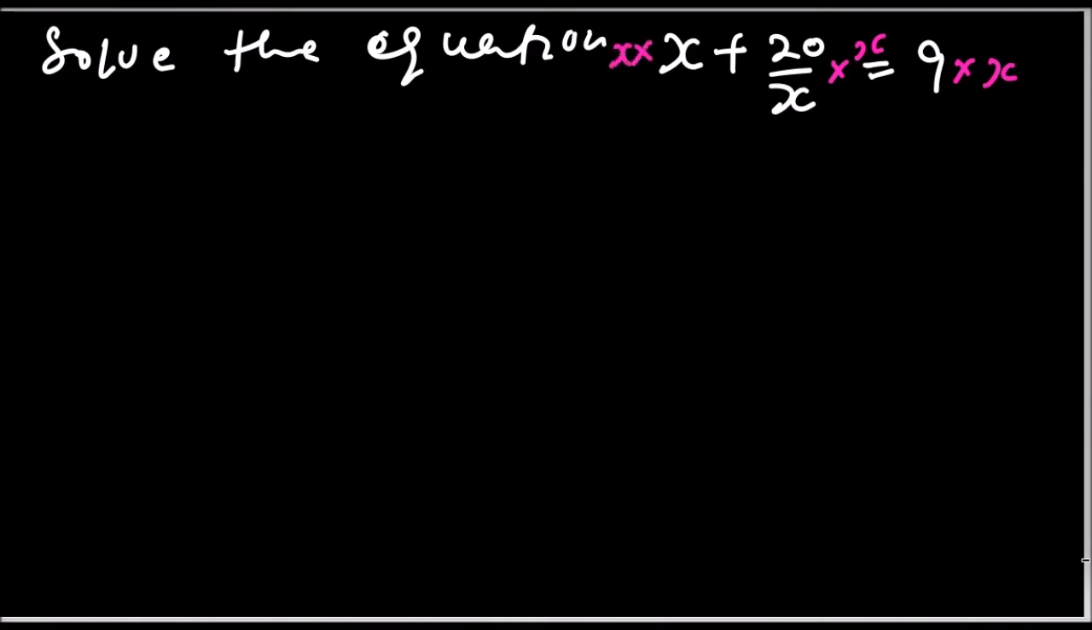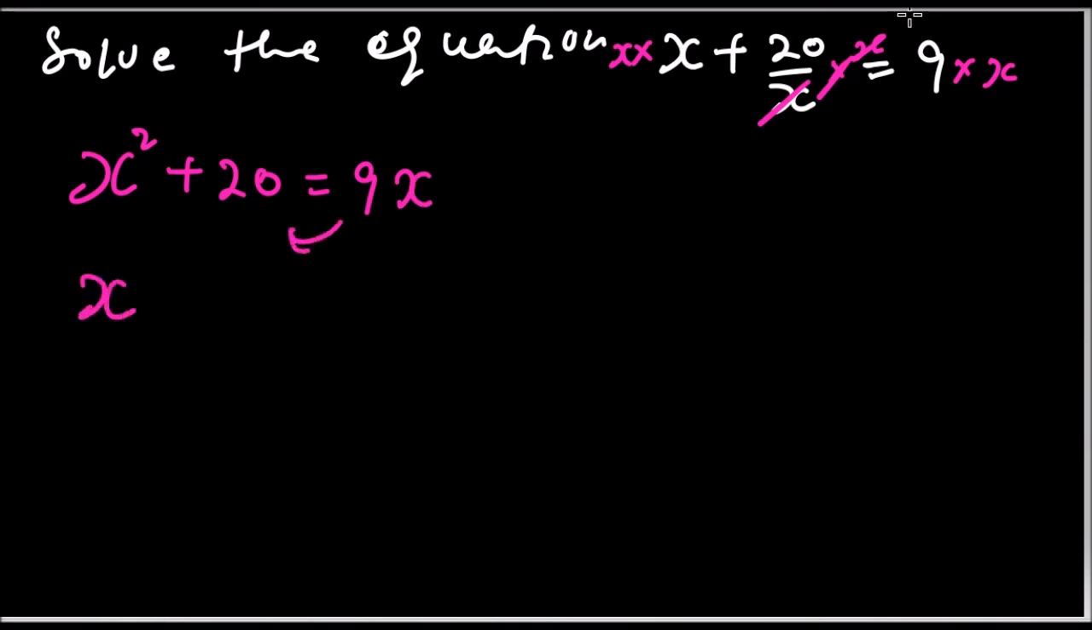Once you do that, x multiplied by x will be x squared. This x here will cancel with that. So we have plus 20. Then 9 multiplied by x will give us 9x. We bring 9x to this side. Then we have x squared minus 9x plus 20 is equal to 0. So now our equation is in a format that we can work with.